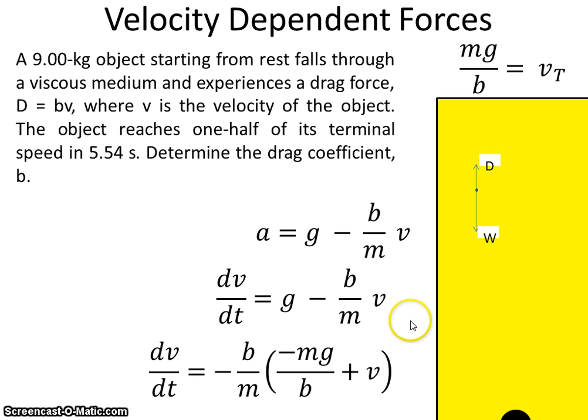So I'm going to do some kind of funky math over here on the right hand side. I'm going to factor out a negative b over m, and that makes this a positive v. Seems kind of strange to do that because there's not a b over m here, but I can multiply the g by negative m over b, and it's the same thing as what I have up above, and there's a reason why I'm doing this. I'm going to divide both sides by what I have in parentheses here, and I'm going to multiply both sides by the dt.